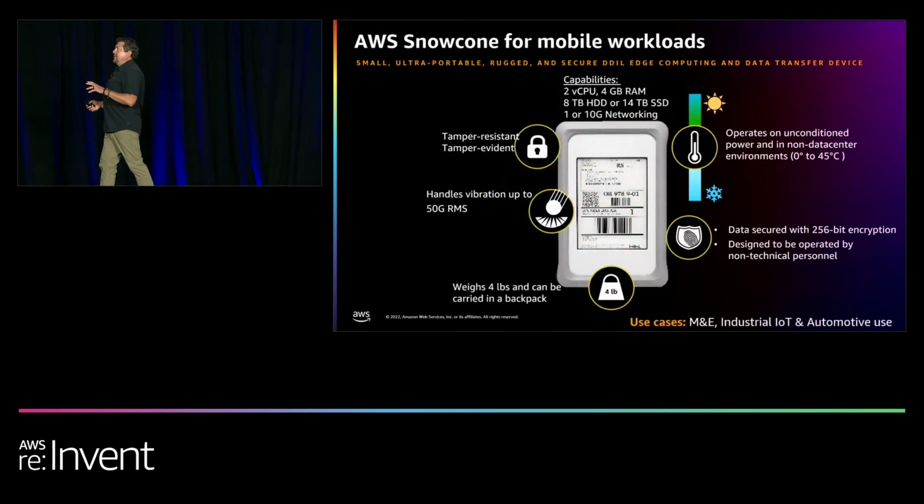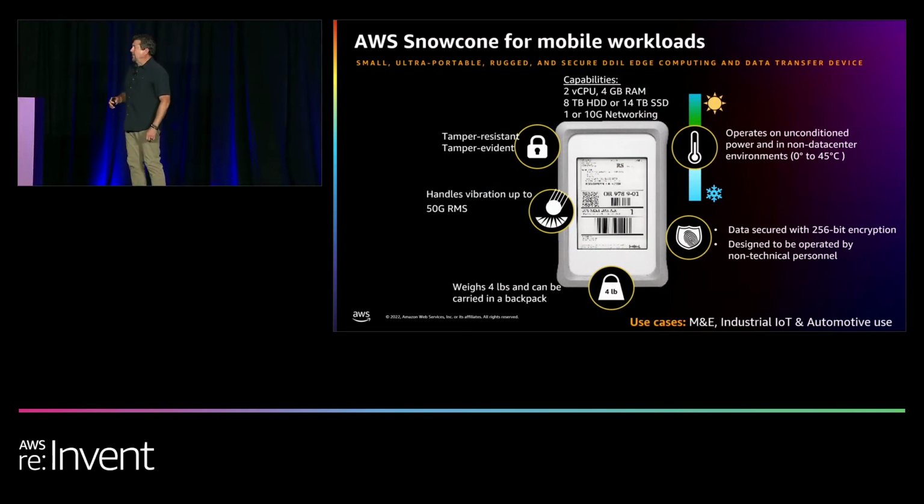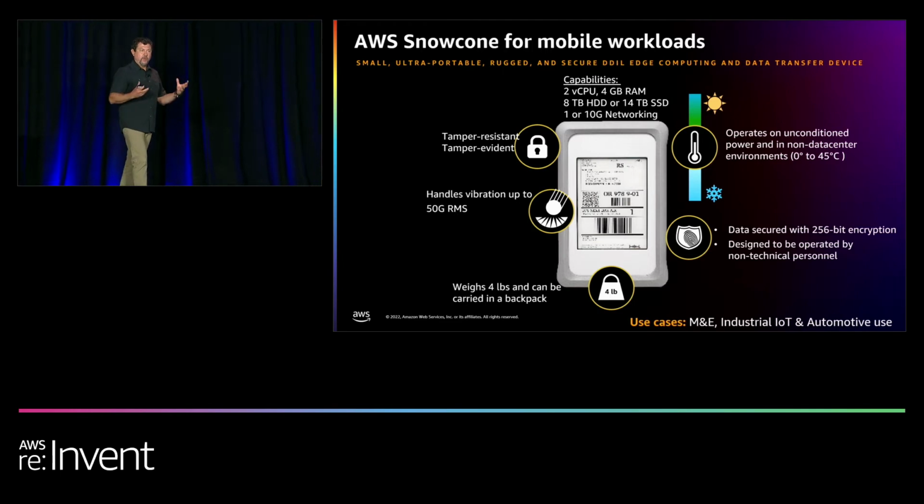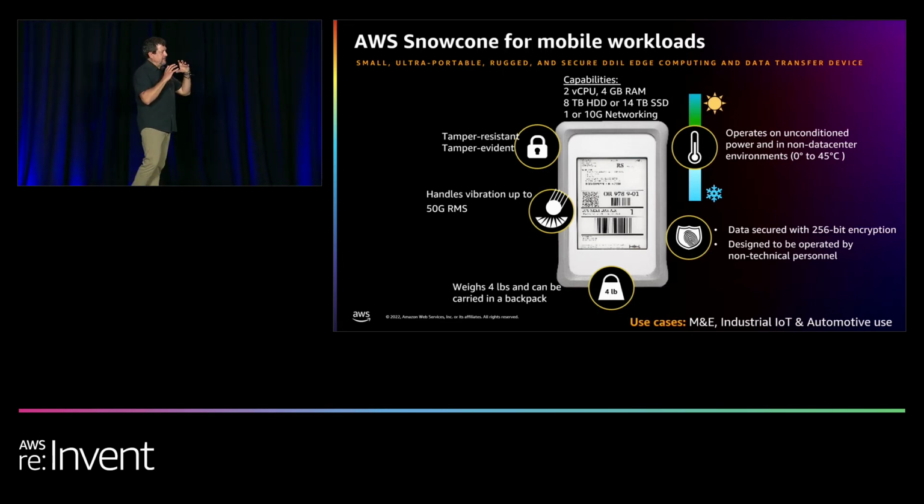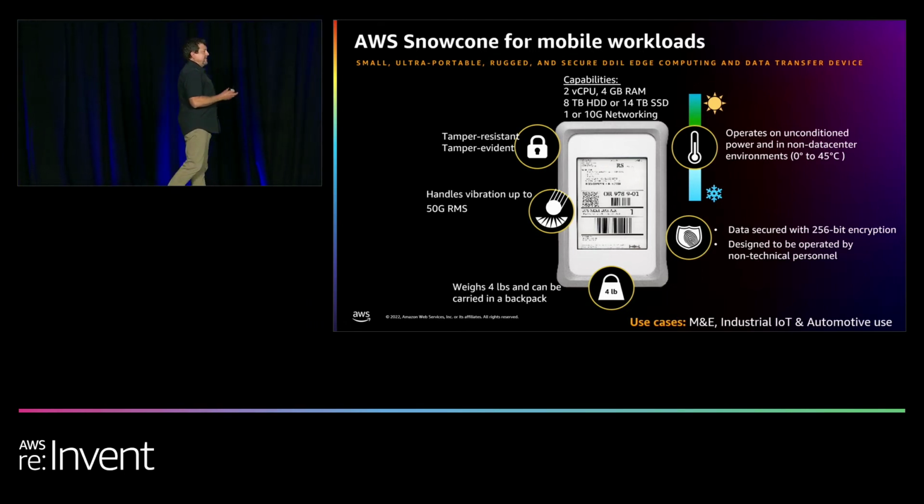And so this is the smaller sibling of the Snowball Edge. This is the Snow Cone. And so this has really been designed for more mobile type workloads. It's, as I mentioned, kind of a tissue-sized box. Its capabilities are a bit more lightweight due to its size and the types of workloads that customers are using it for.